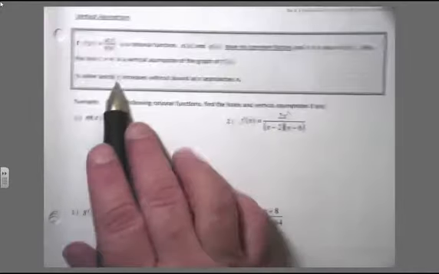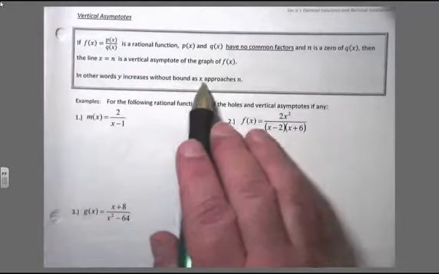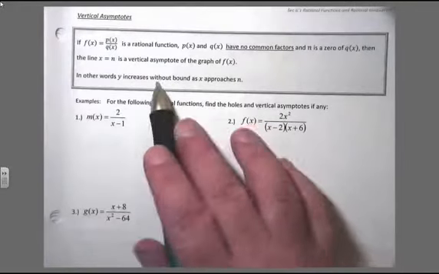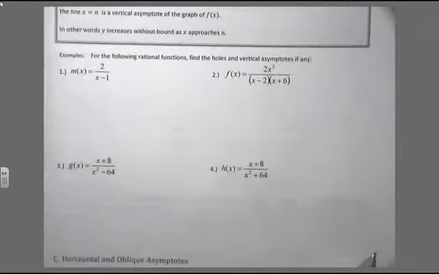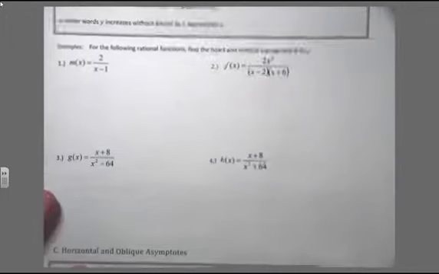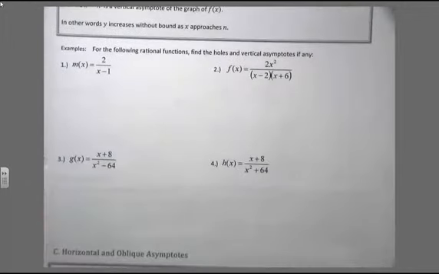In other words, y increases without bound as x approaches n. So as you get very, very close to these vertical asymptotes, you're either going to blow up to infinity or blow down to negative infinity. All right. So, take a look at this guy here. For the following rational functions, find the holes and the vertical asymptotes. I want you to be able to see the difference between where a hole is at versus a vertical asymptote.